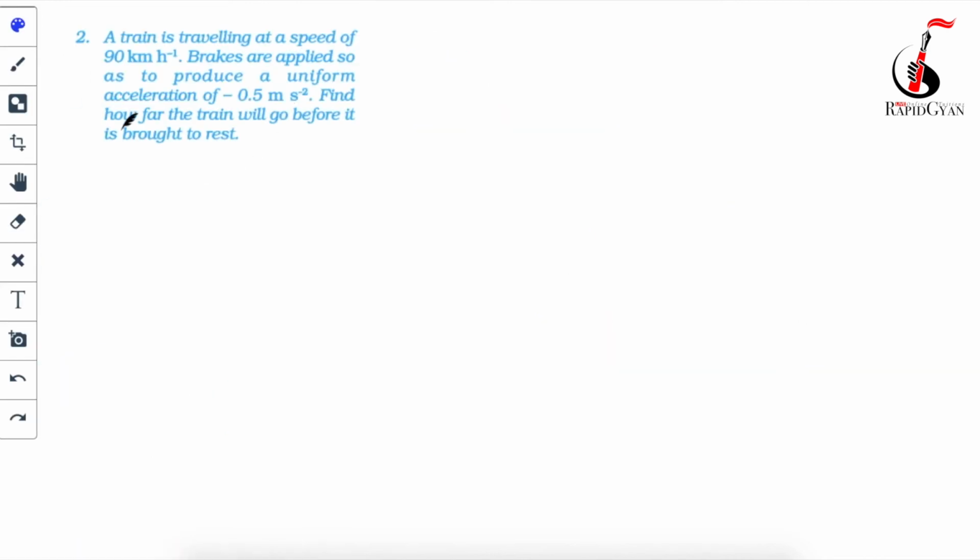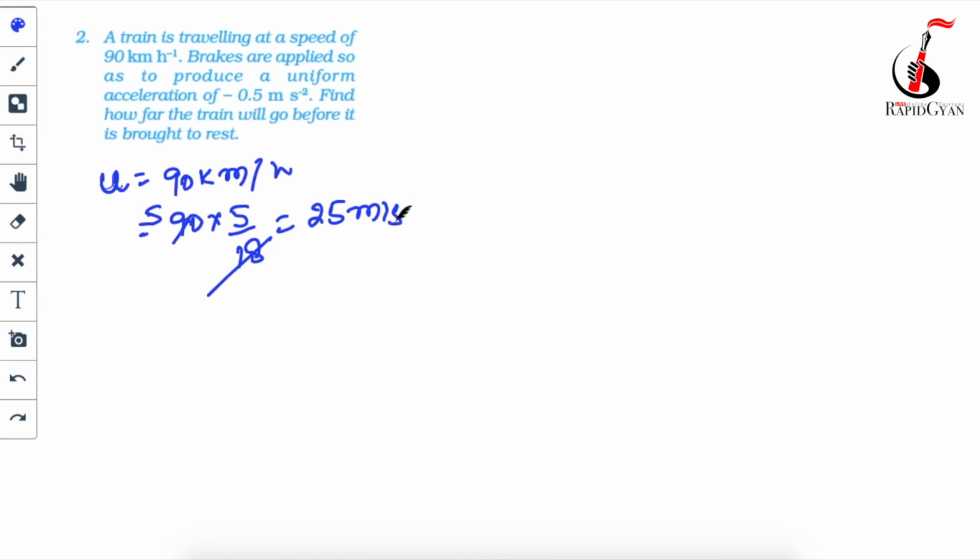The next question says a train is traveling at a speed of 90 km per hour. So its initial speed, which is u, is equal to 90 kilometers per hour. So convert this into meters per second. 90 into 5 upon 18. 18 5s are 90, 5 5s are 25 meters per second. So your initial velocity is 25 meters per second. Brakes are applied so as to produce a uniform acceleration of minus 0.5, which is retardation, negative acceleration, minus 0.5 meter per second square.